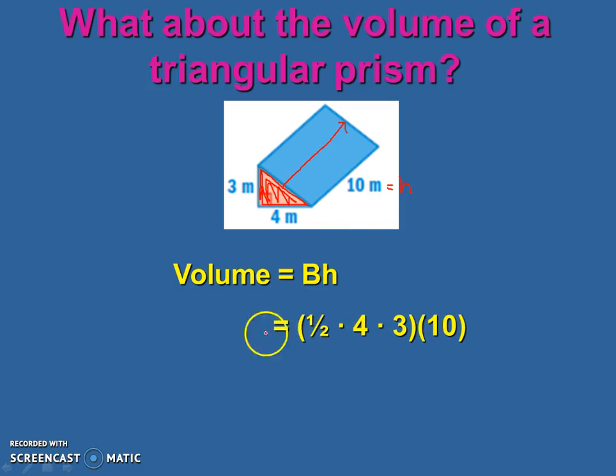Okay, so when I plug in, again, half of 4 times 3, that gives me the area of the triangle, times my height of 10. Well, I know 4 times 3 is 12, so half of that's 6, and 6 times 10 gives me a total of 60, and this would be cubic meters.